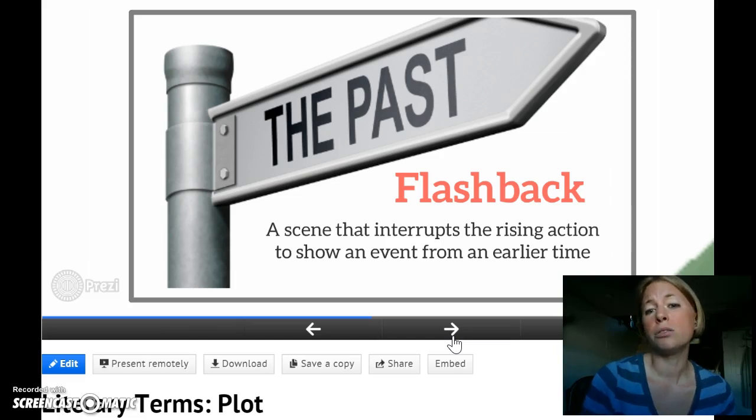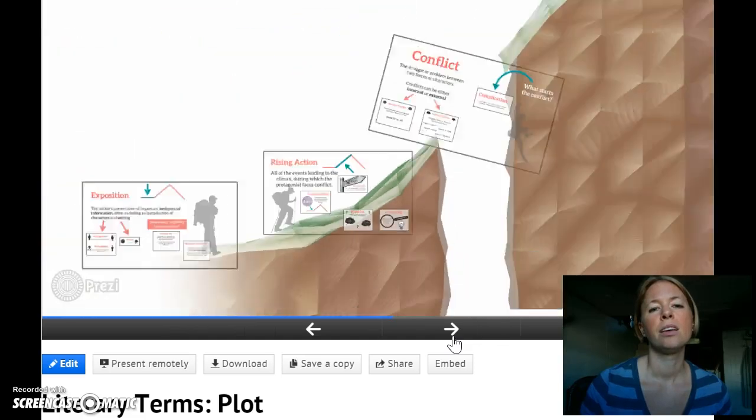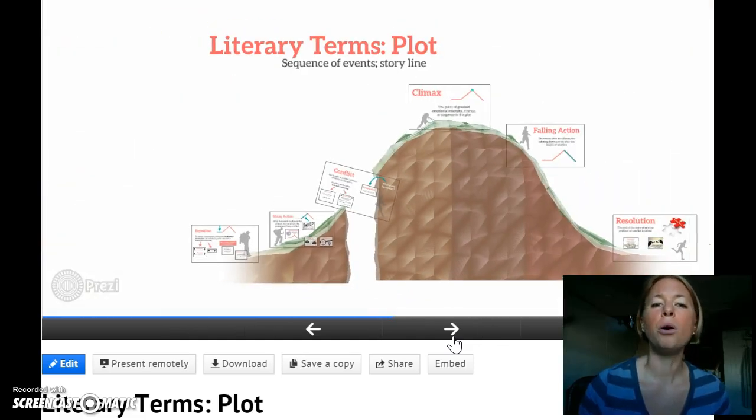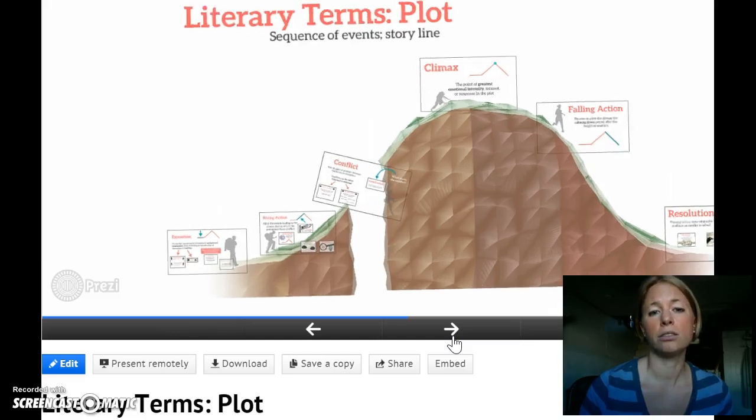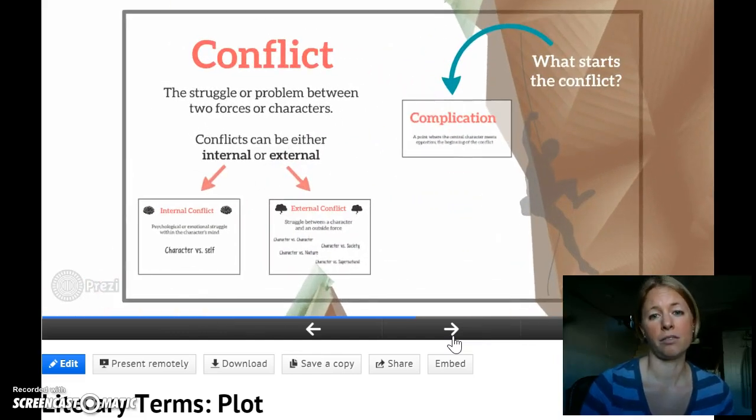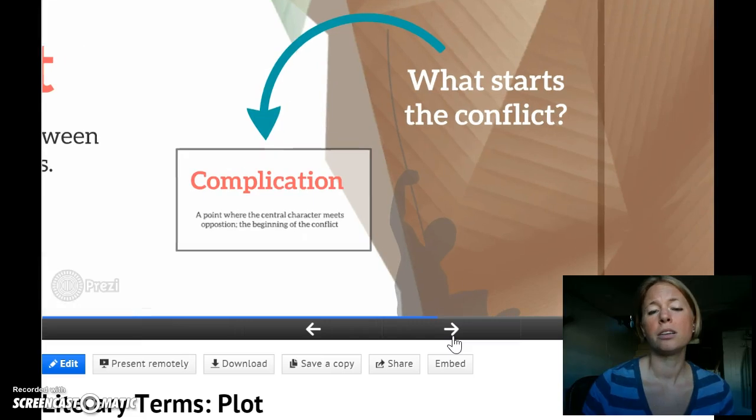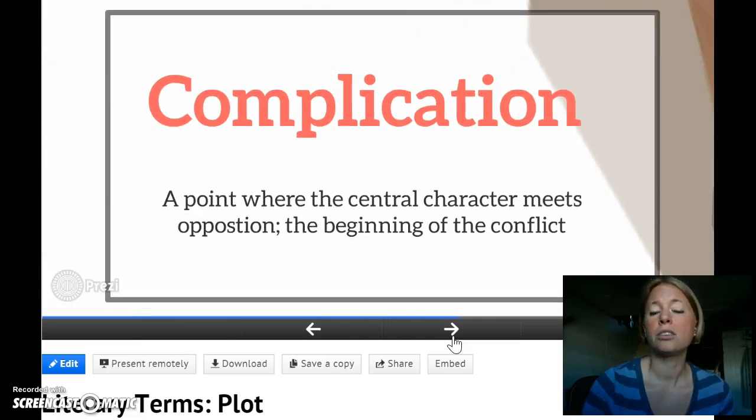Rising action might also include a flashback, which is an interruption in the rising action, showing an earlier event from a character's past, although not all stories have flashbacks. So as we said, the rising action is the bulk of the story, and it will also include a conflict or a series of conflicts. This is the struggle or problem between two forces or characters. So what starts the conflict? A complication. A complication is a point where the central character, the protagonist, meets opposition, maybe the antagonist. It's the beginning of the conflict.